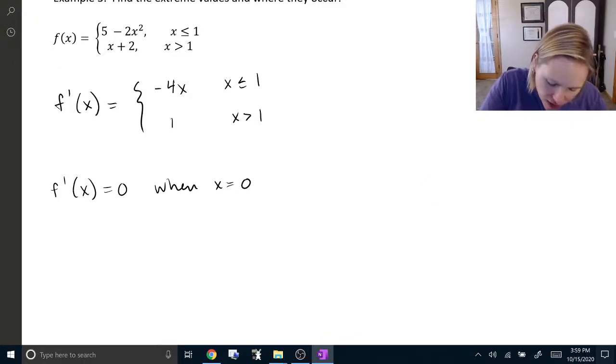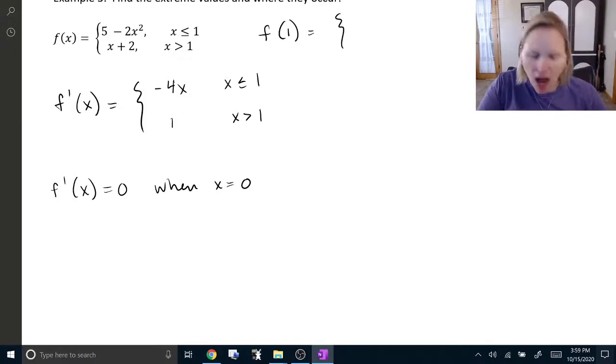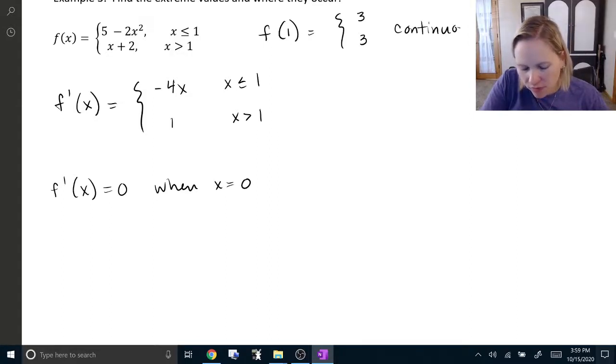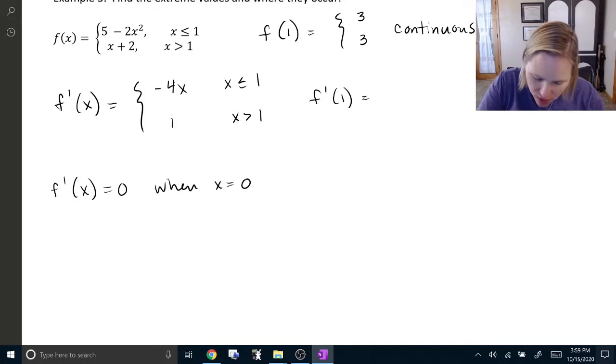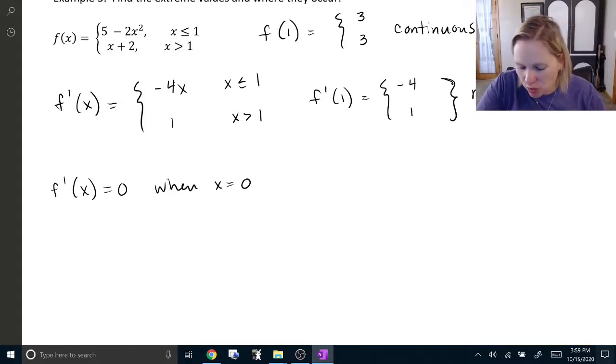So when I find my f of 1, and I don't know if this is the proper way to write it, but I will just plug it in, with the understanding that 1 is only included in the numerator. But here, f of 1, we want to see if it's continuous. So when I plug 1 into the numerator, I'm going to have 5 minus 2, that's 3, and then here. So we are continuous. Now we need to figure out if I'm differentiable. So at 1, f prime of 1 is going to be two different values. It's going to be negative 4 and 1. So what this means is it is not differentiable.